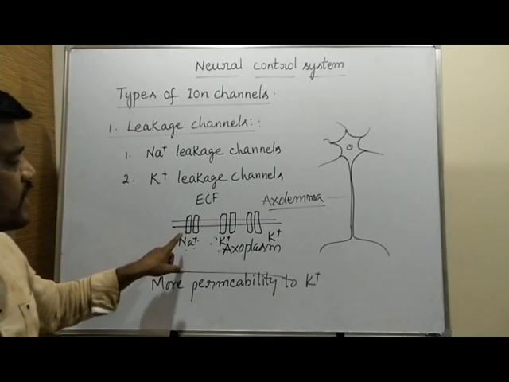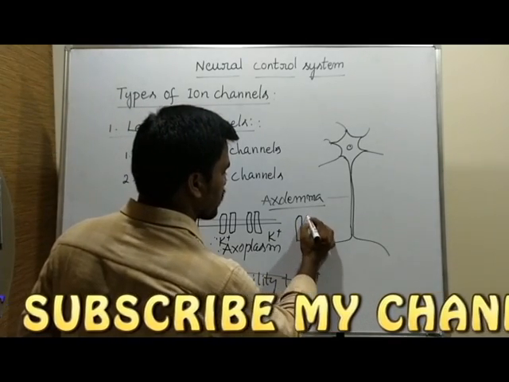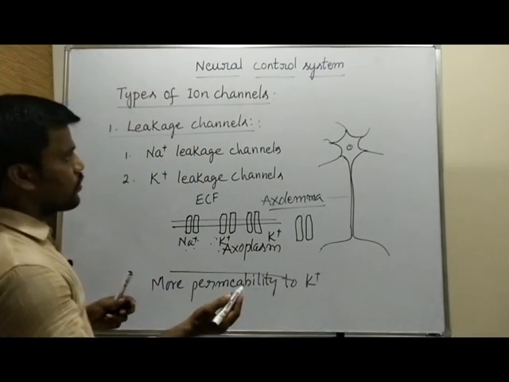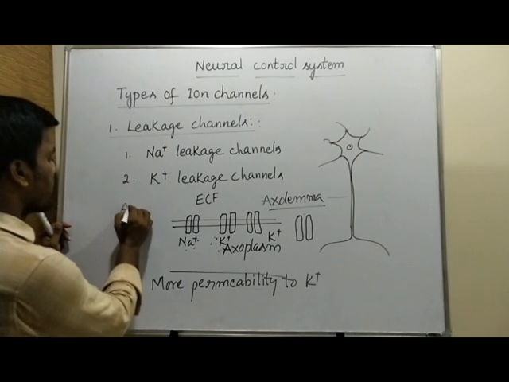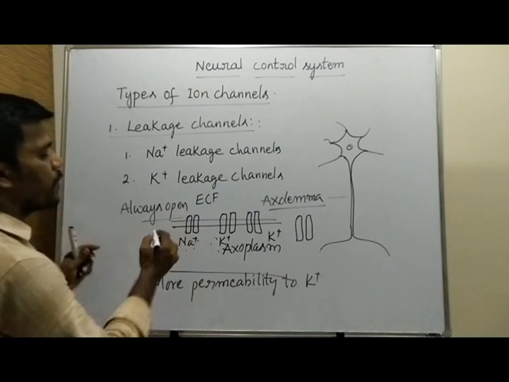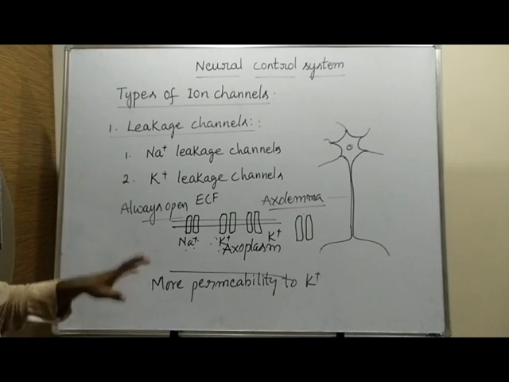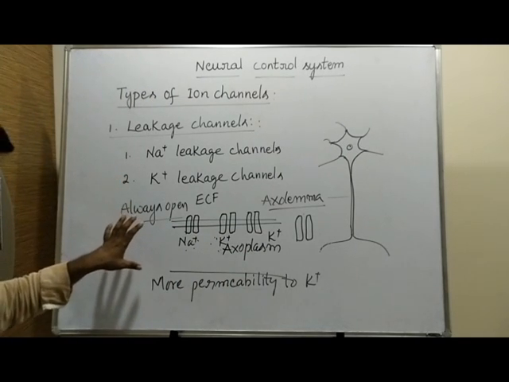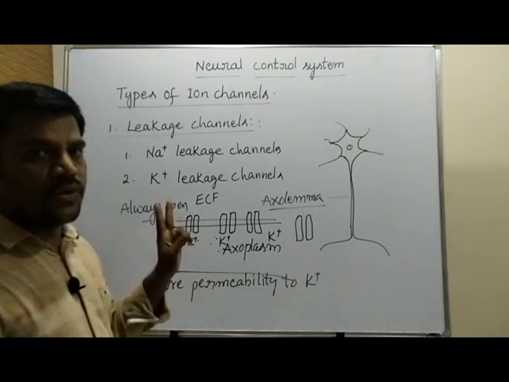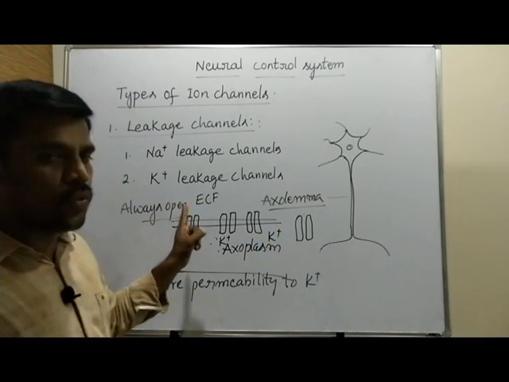These channels are always open. They don't have any gates, which is very important. They are always open in nature, and this type of channel is called a leakage channel. Leakage channels are situated in the axolemma.